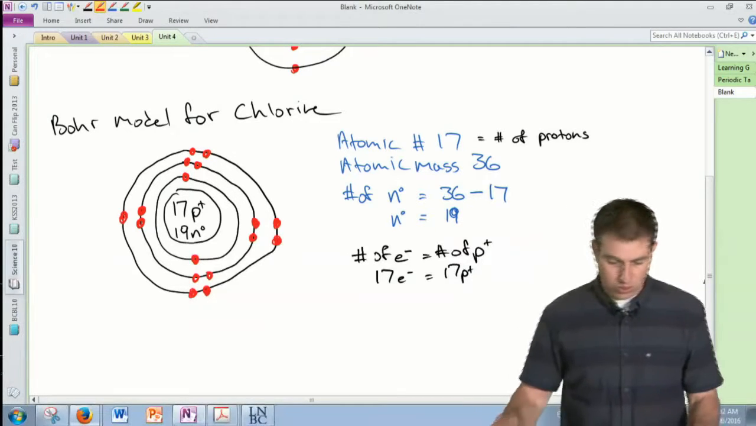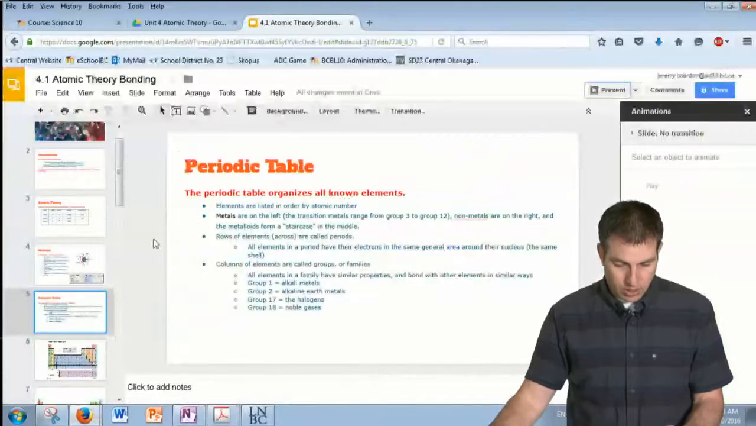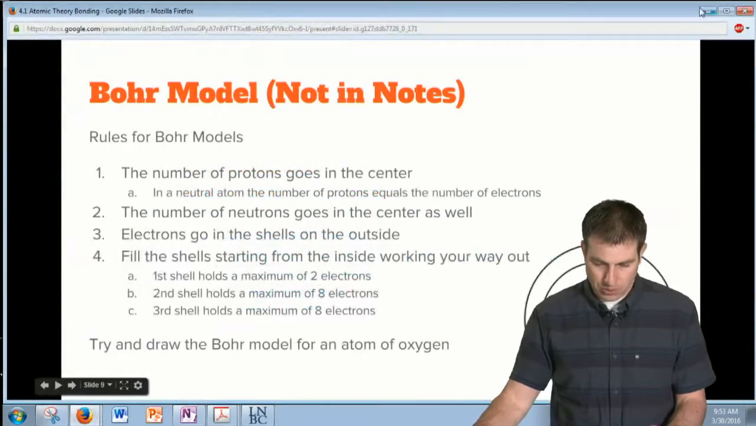Yeah, let's go back to those rules. Let's see if I can fire those up. So, periodic table, no, let's try this. There we go.